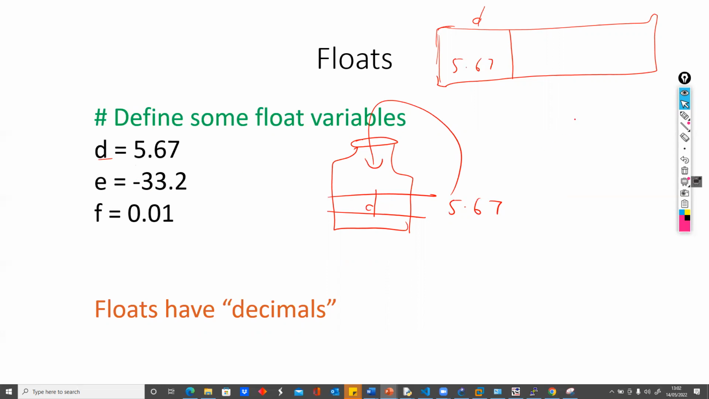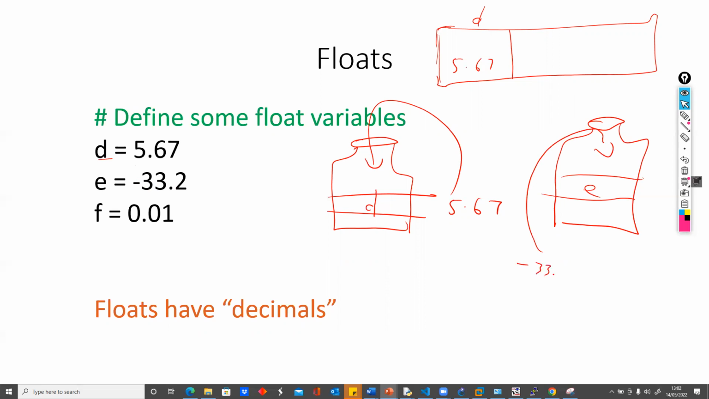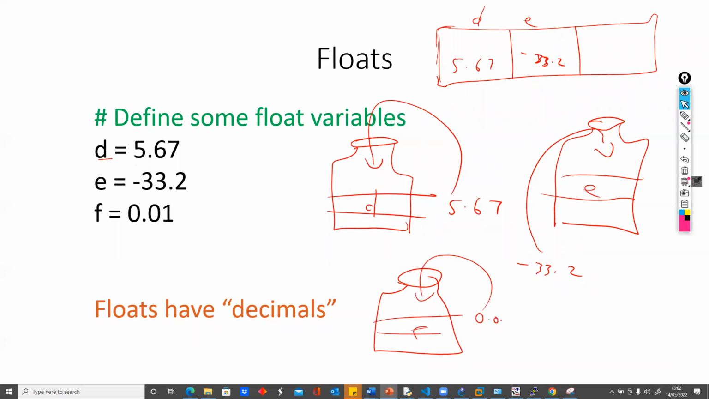The second one is E. With E, we put in a value of -33.2. So I create a space, call it E, and say -33.2. The last one is creating a container called F, and again, the same process, with the value 0.01. And this is how floats are.